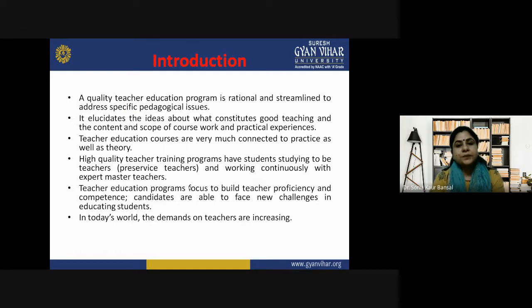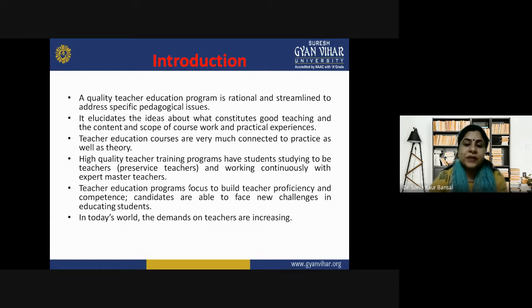So students, a quality teacher education program is rational and streamlined to address specific pedagogical issues. You are studying in a teacher education program. Those who are doing B.Ed and M.Ed are in a teacher education program, and it is well understood that some pedagogical or subject related issues are handled there. Particular training is given in that teaching subject, and if you are at PG level like M.Ed, then you are trained for guiding those student teachers. So it elucidates the ideas about what constitutes good teaching and the content and scope of coursework and practical experiences.